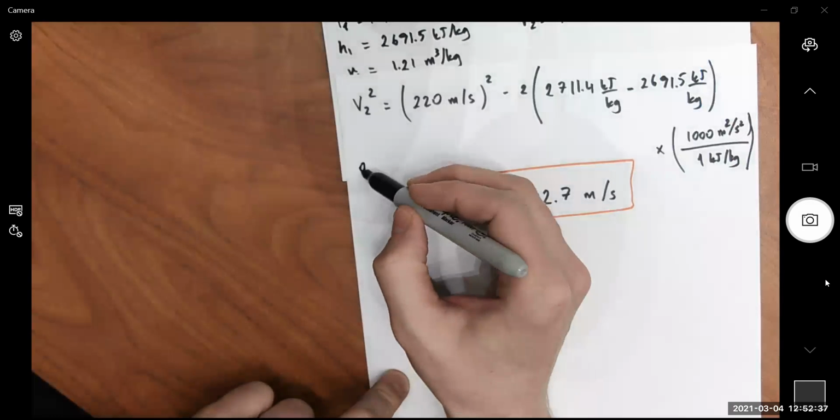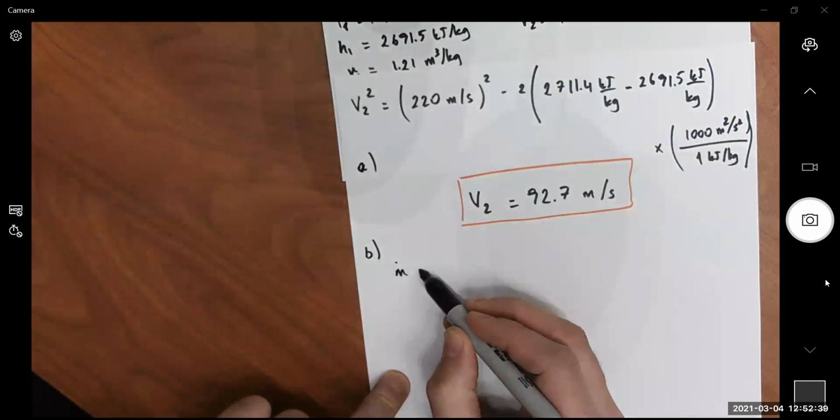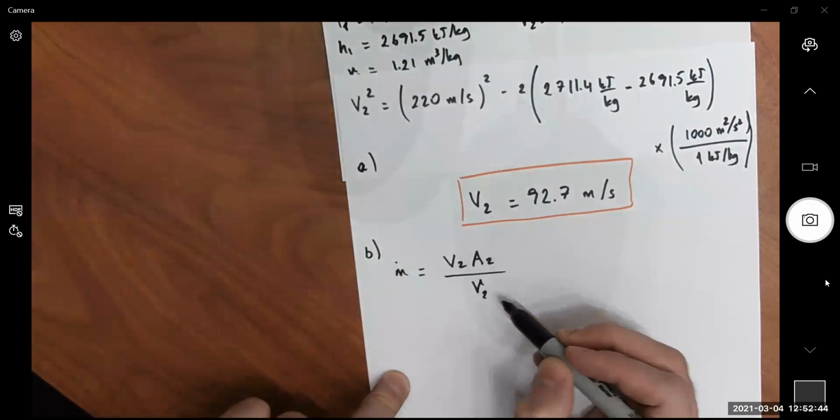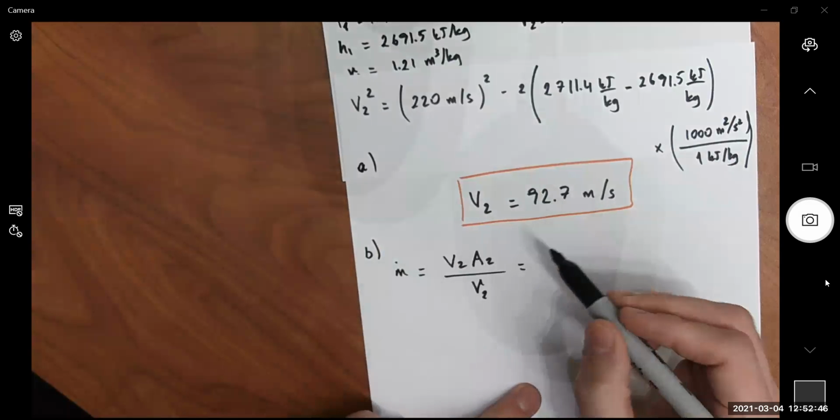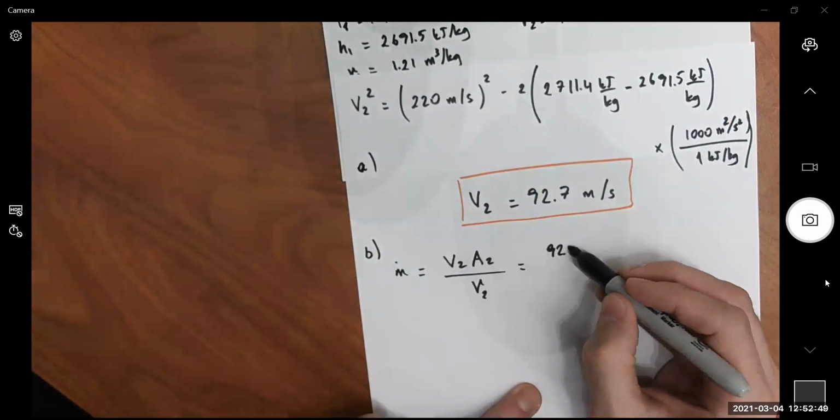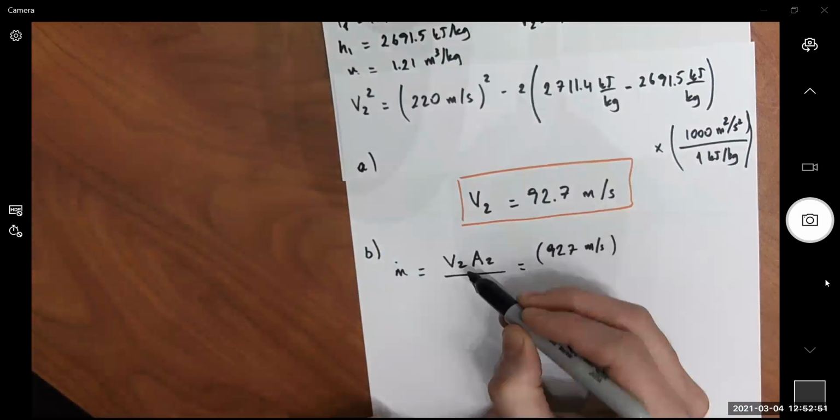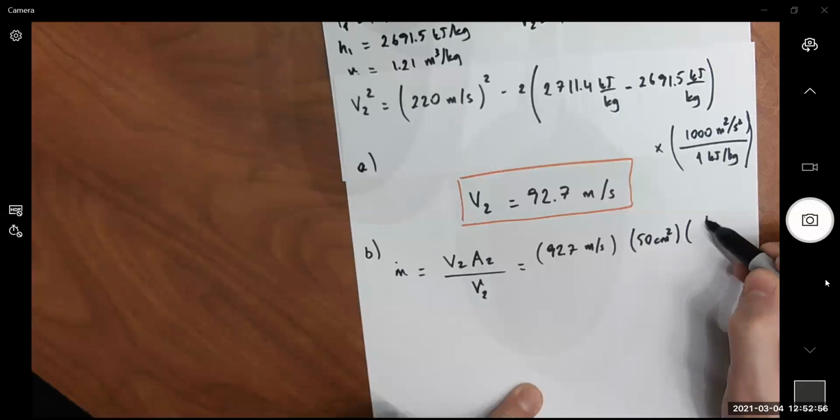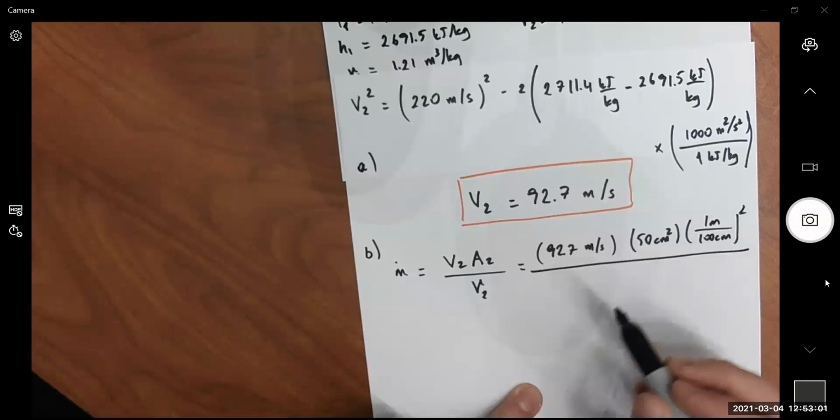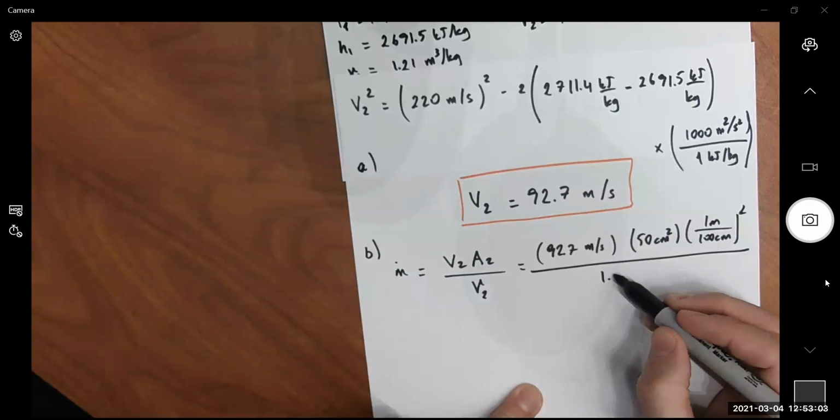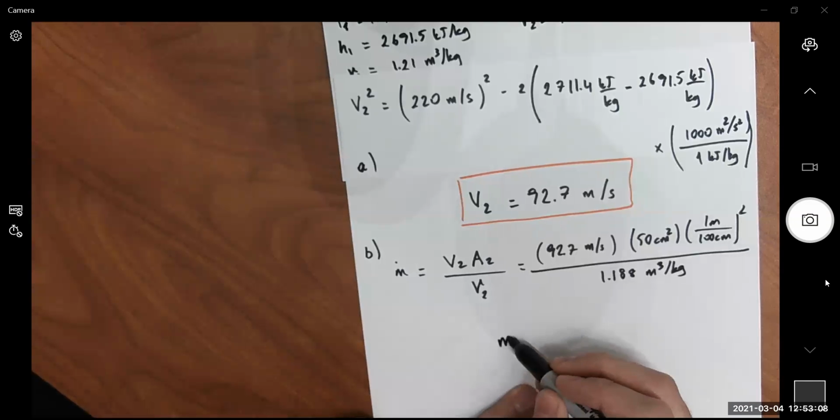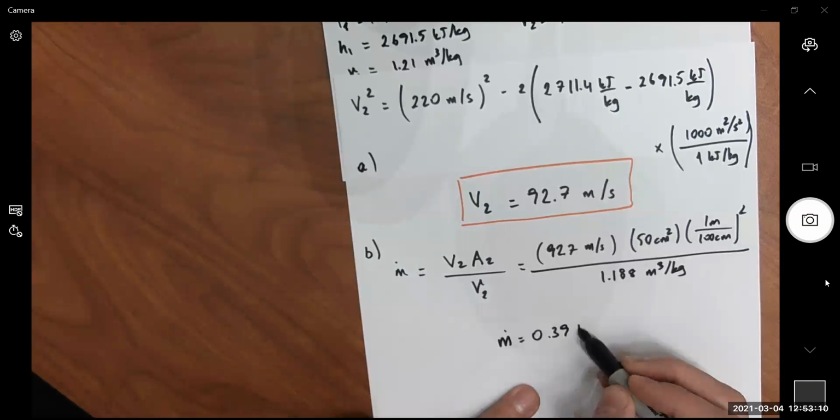And this is A. Mass flow rate will be velocity at the exit times area at the exit divided by specific volume. Just plug in my velocity, 92.7 meters per second. Area, 50 centimeters square, 1 meter is 100 centimeters, unit conversion. And specific volume is 1.188 meter cube per kilogram. Mass flow rate will be 0.39 kilogram per second.